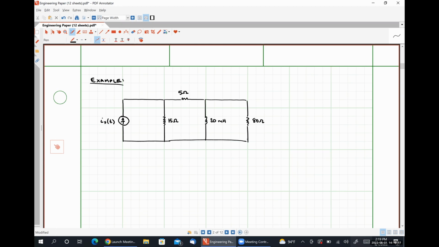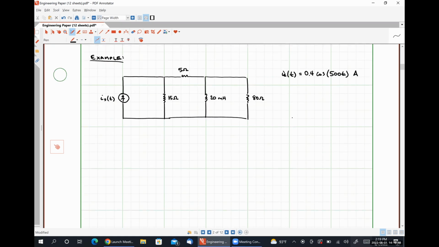Let's say that is of t is equal to 0.4 cosine (500t) amps. And our goal here is to determine 3 different things.